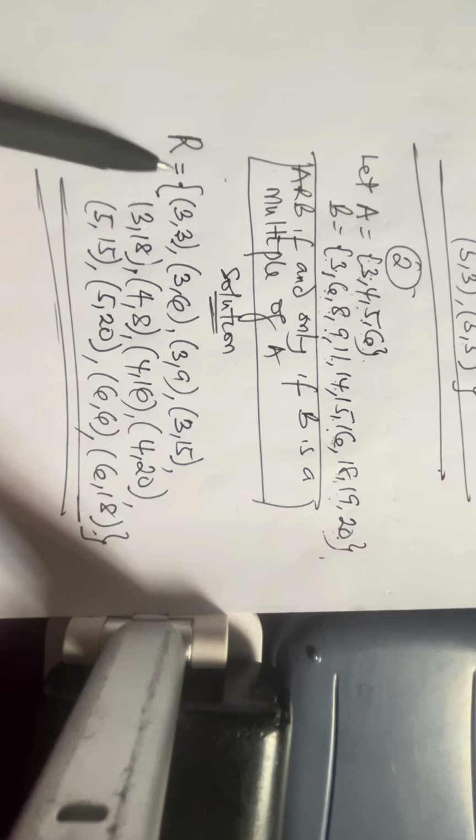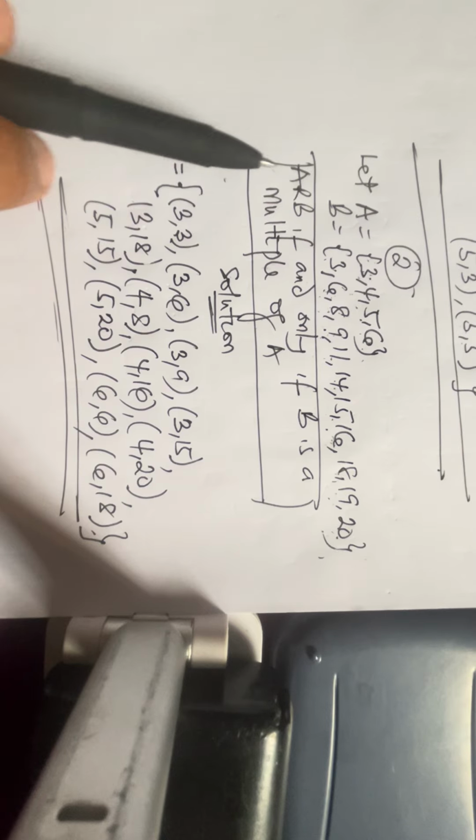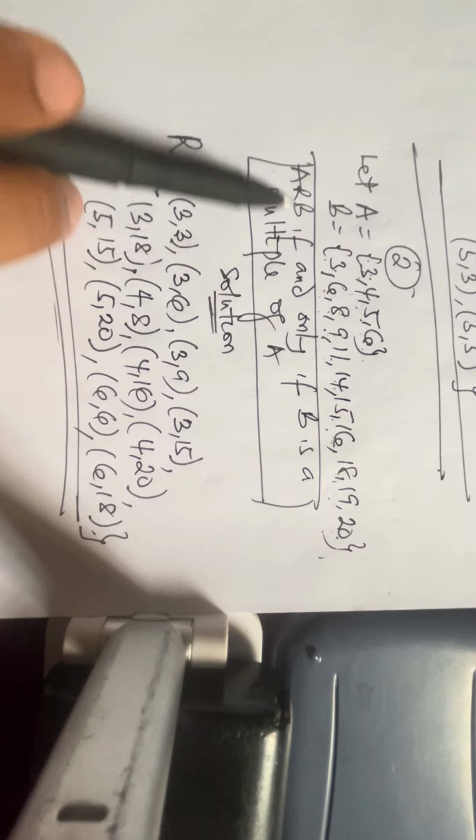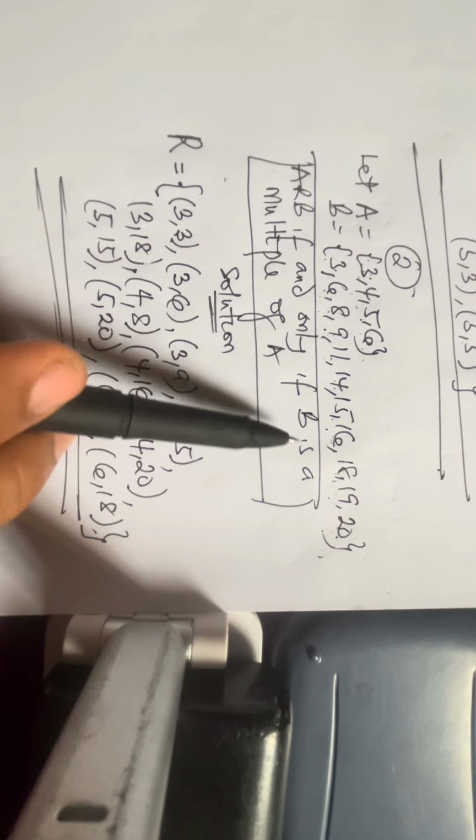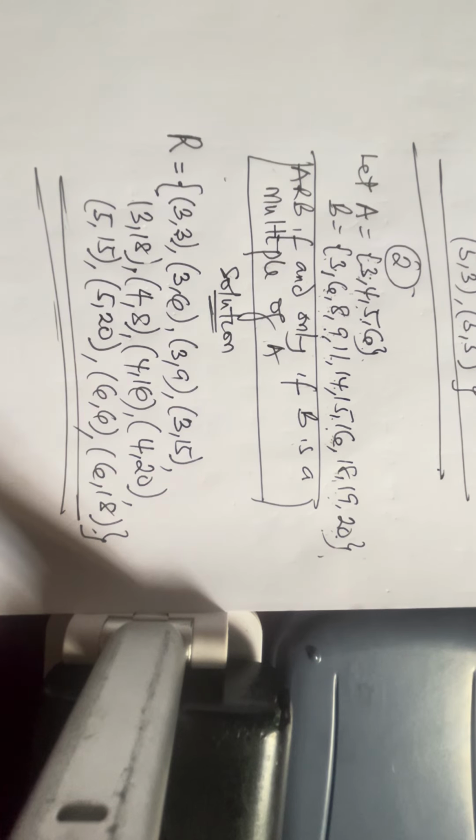So it means that this is the relation of A and B, A relation B, based on this rule that B must be a multiple of A. All right, that B must be a multiple of A.